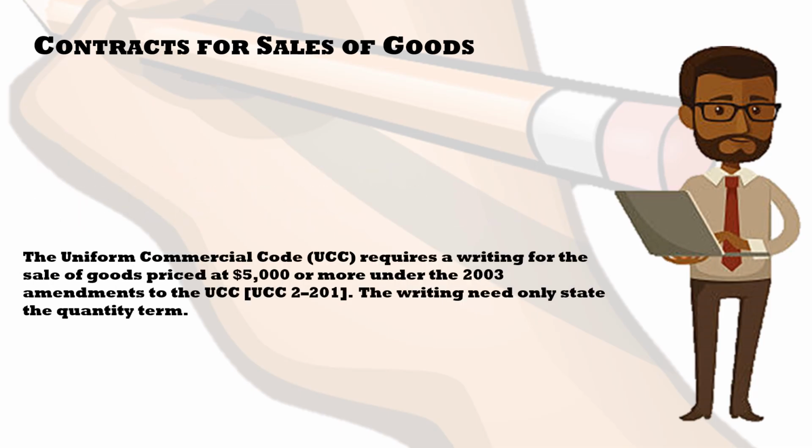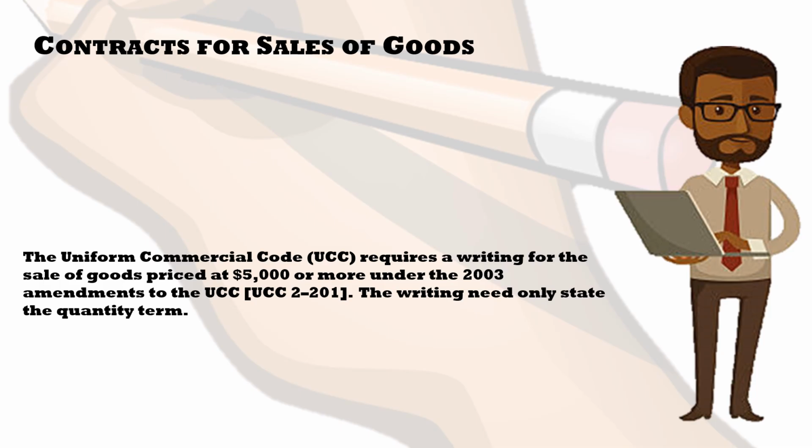Now, the Uniform Commercial Code, the UCC, is a little bit different than the common law, right? The UCC deals with contracts between merchants, and because both parties are merchants, it requires a writing for the sale of goods priced at $5,000 or more, right? And the writing need only state the quantity.